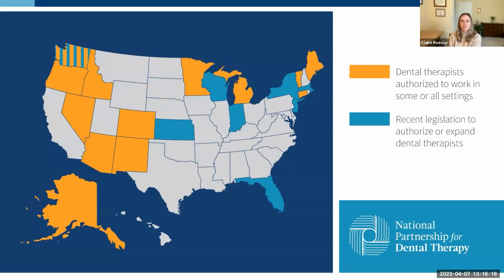And this is the map that I mentioned. The states in orange are where dental therapists are authorized to work in some or all settings. And then the blue states are states that are working towards providing legislation so dental therapists are able to practice. And I'm going to hand it over to Parrish. Thank you.